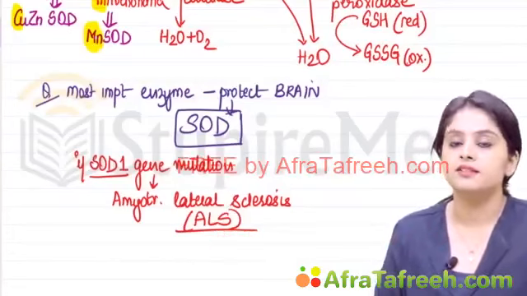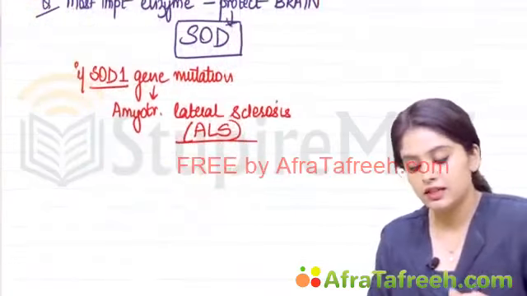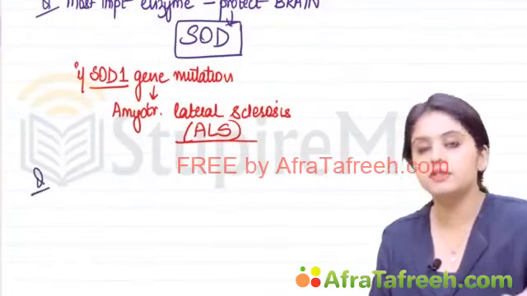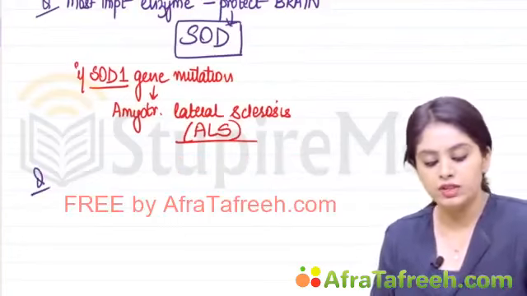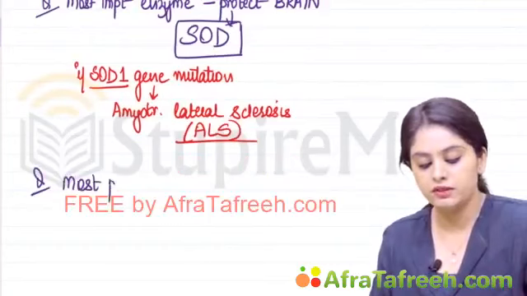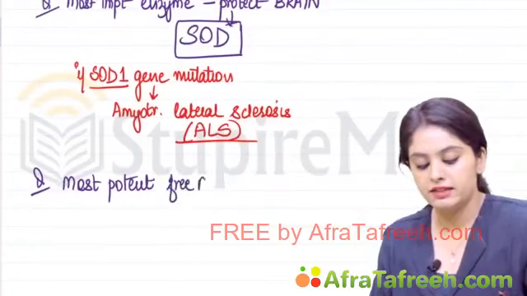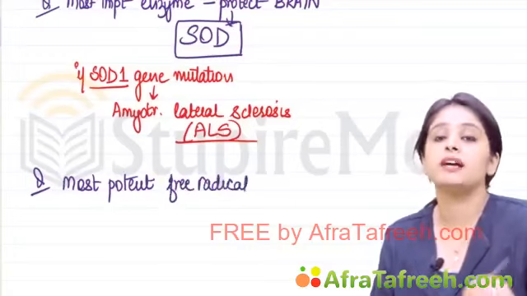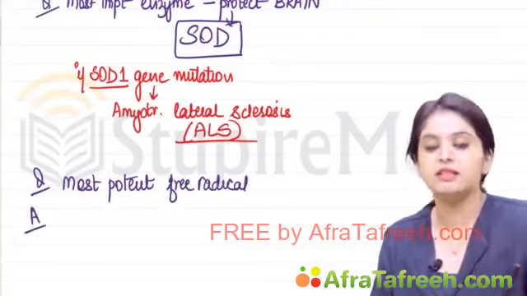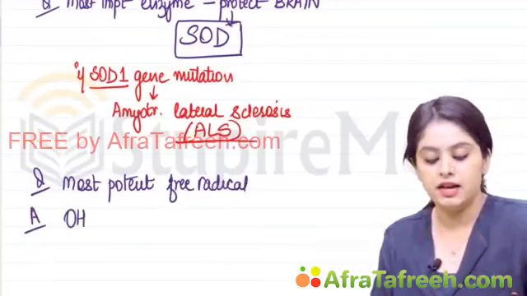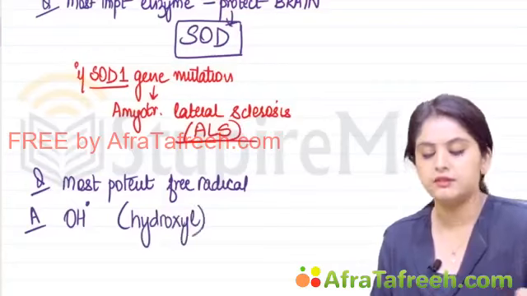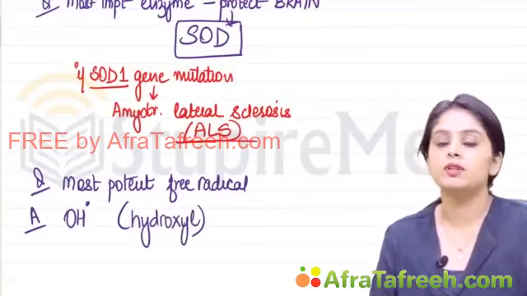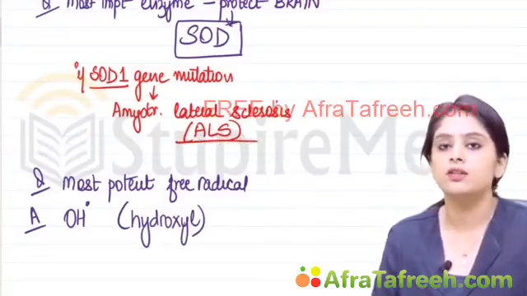The next question that has been asked: out of the superoxide, H2O2 and hydroxyl, which is the most potent free radical? That is, this free radical will cause maximum injury. What will you mark the answer as? It is the hydroxyl ion. Out of these three, all are potent, but most potent is the hydroxyl ion.